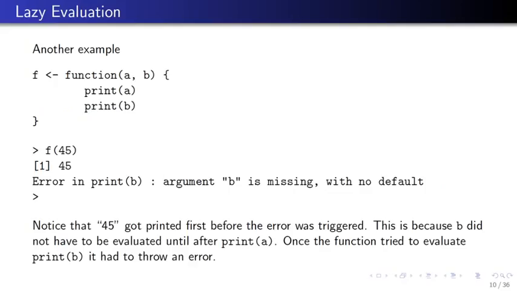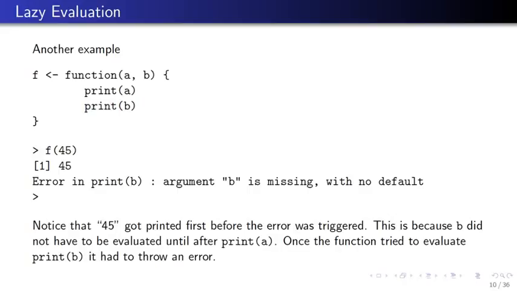Here's another example of a function that's only slightly more complicated than the previous one. This function takes arguments a and b, but now it prints out a and prints out b. When I call f of 45, look what happens. I get an error that says in print b, argument b is missing. What happened is that it printed out 45 because 45 was matched to the argument a, so there was no error on the first line of the function. But when it got to the second line, it had to evaluate the argument b, and because b had no value assigned to it and no default value, an error had to occur.